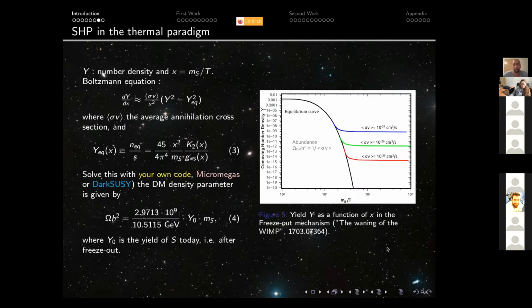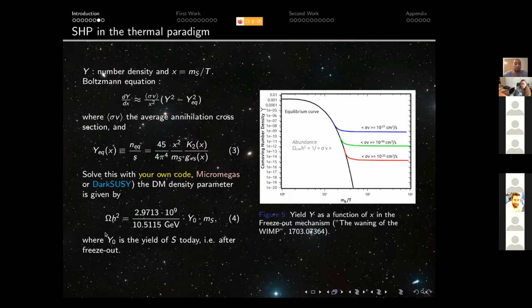You start to have more annihilations from the dark matter particles, and so its abundance starts decreasing. But at some point, the Hubble rate produces this freeze-out, which is shown with these color lines. So basically here you can see that the bigger the annihilation cross section, the lower your final relic abundance, or your final yield, which is basically what is shown here in 4.